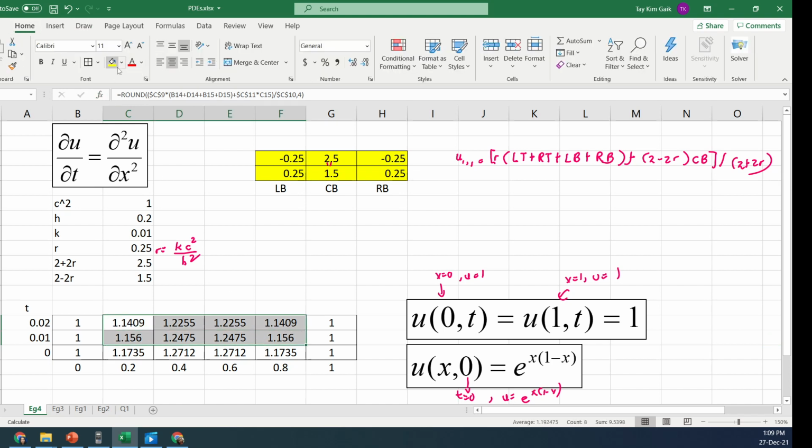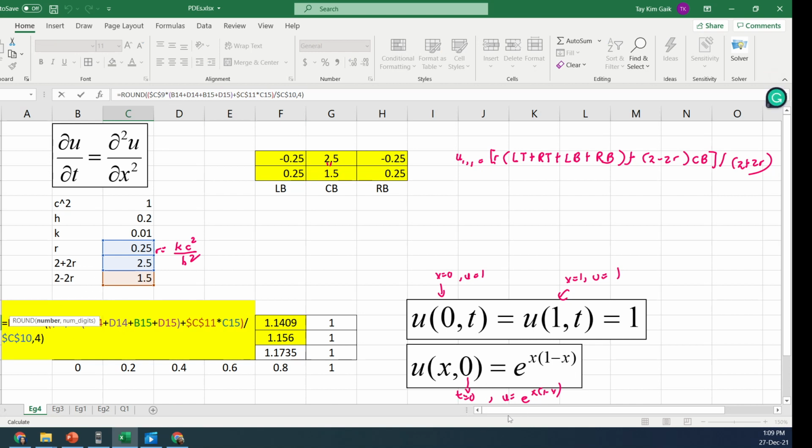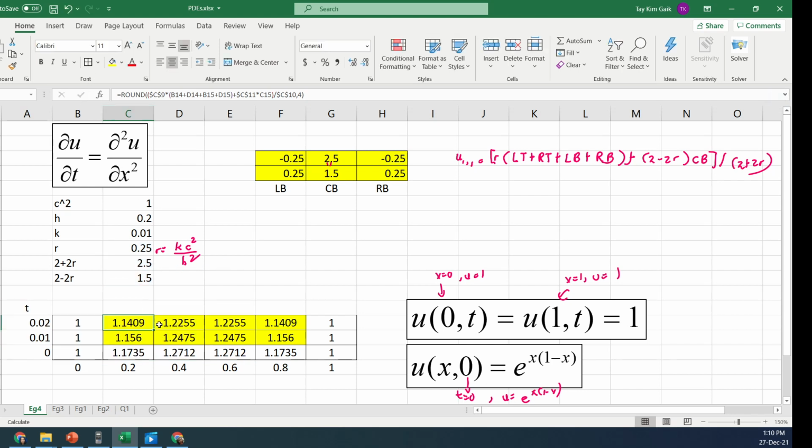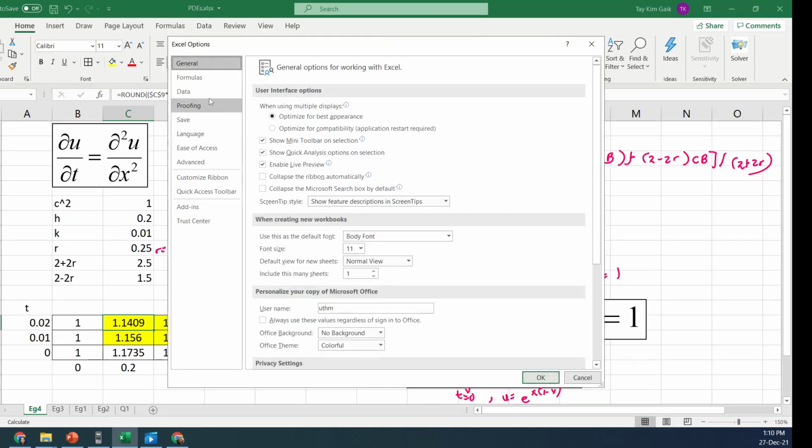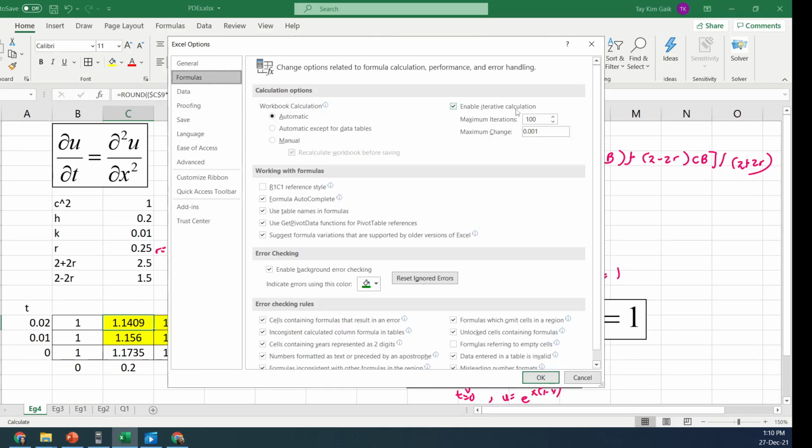Using the formula, when you key in here, you see the formula. R times left top, left bottom, right bottom, plus 2 minus 2R times center bottom, close the bracket, divided by 2 plus 2R. Then you copy the formula down, and provided you go to the options, formula, turn on iterative calculation.